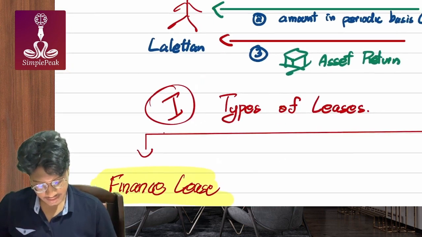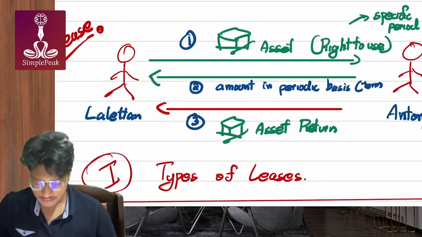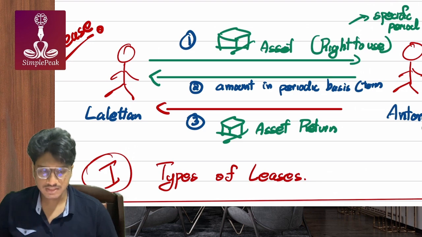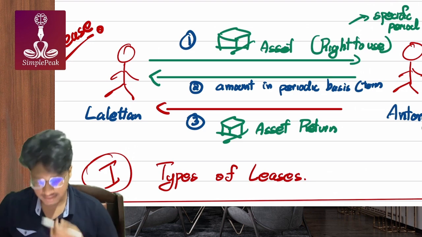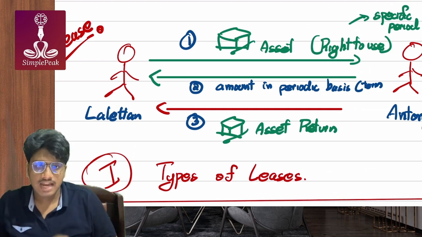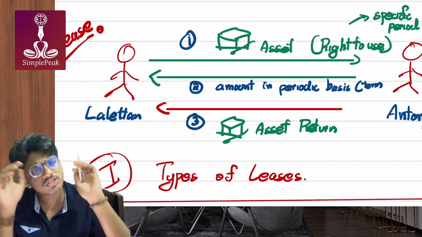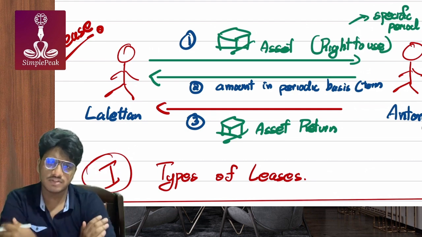See, like I said, Layman gives the asset to Anthony. Anthony gives an amount on a periodic basis over the term, and Anthony gets this asset in return. And at the inception date, Layman says that at the end of the lease term, when you return it, I'm also transferring the ownership to you.